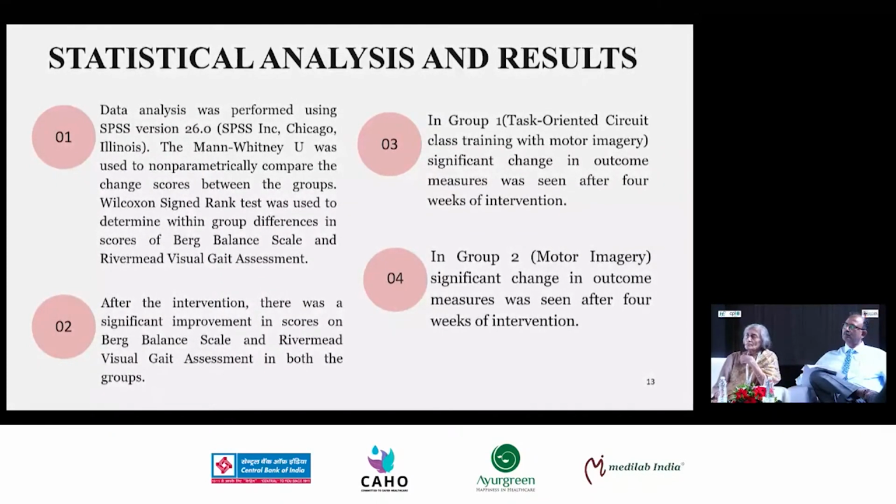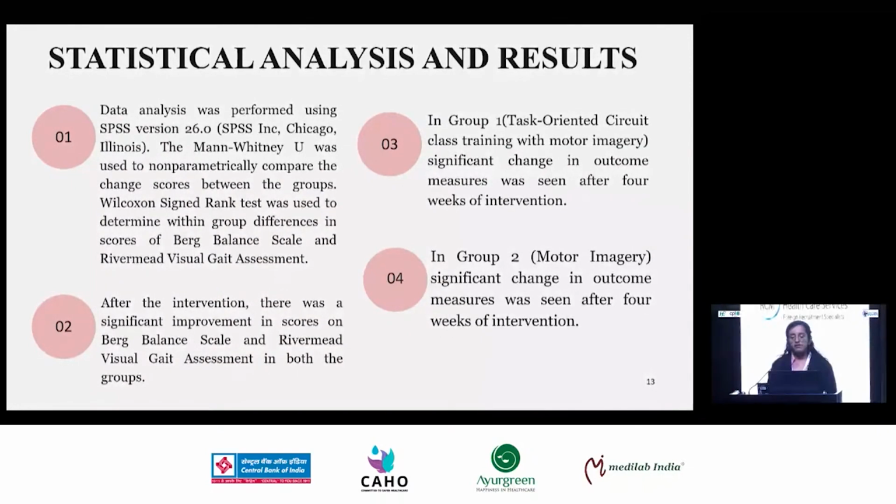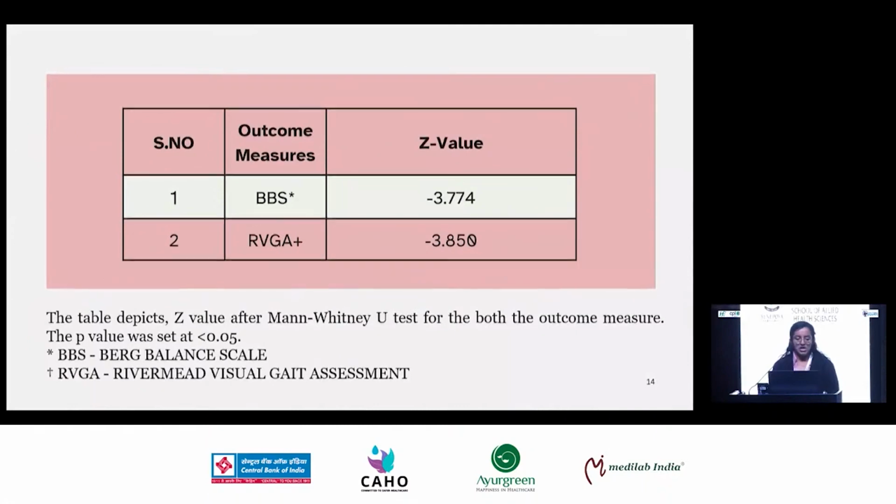In group 1, that is TOCCT with motor imagery, significant change in outcome measure was seen after 4 weeks of intervention. In group 2, motor imagery only with conventional training, significant change in outcome measure was seen after 4 weeks of intervention. The table depicts Z value after Mann-Whitney U test for both Berg Balance Scale and Rivermead Visual Gait Assessment. The P value was set as P less than or equal to 0.05. As the Z value is less than minus 1.96, the null hypothesis is rejected.